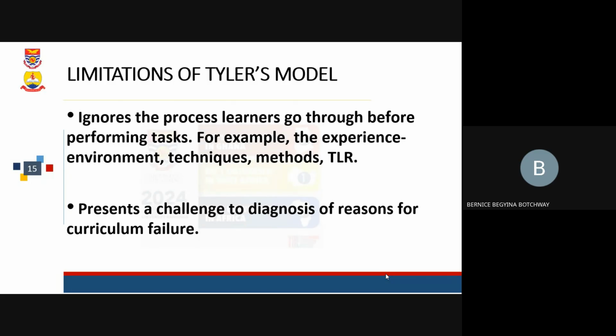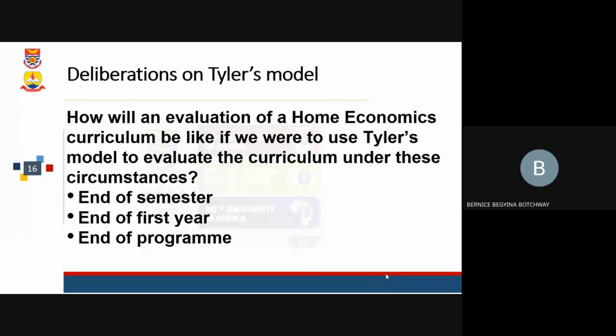You didn't focus on the things that will influence the learning or acquiring the skills from learning. So how is it really valid? How is your reason really valid for us to fail the curriculum or to continue with the curriculum? So it presents a challenge to diagnosis of curriculum failure.